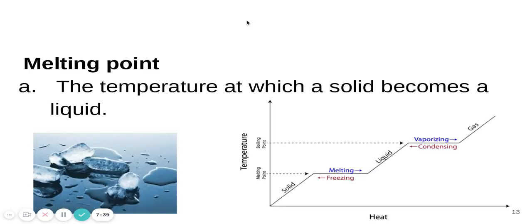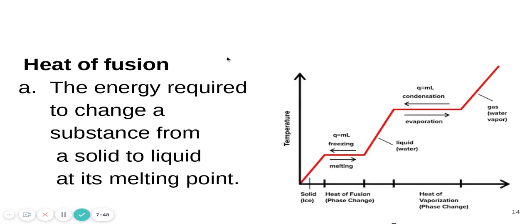But moving right along, we're going to talk about the melting point. The melting point is the temperature at which a solid becomes a liquid, which leads us to something called the heat of fusion. The heat of fusion is the energy required to change a substance from a solid to a liquid at its melting point. Different materials will have different heats of fusion. In other words, it's going to take different energy requirements.